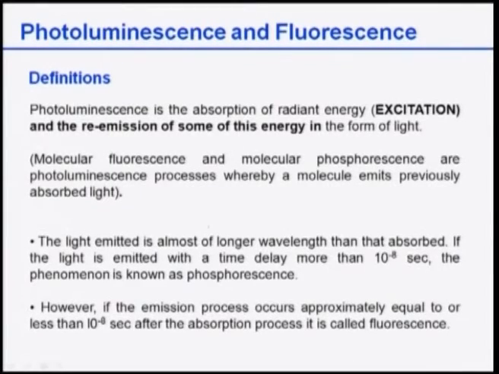And normally the light is emitted with a time delay of about 10 to the minus 8 seconds, that means close to 10 nanoseconds. It is a very, very small time scale I am talking about. In that case, this phenomenon is known as phosphorescence. So, you understand now that if the light is emitted with a time delay of 10 to the minus 8 seconds, that is 10 nanoseconds, we call this phenomenon phosphorescence.